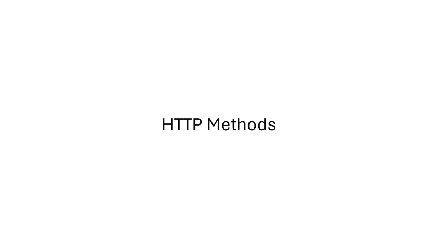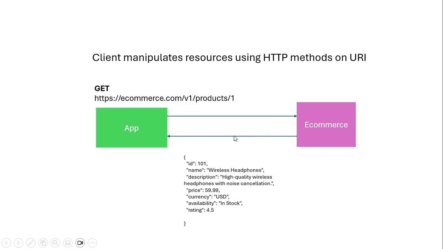REST APIs use HTTP methods on top of the HTTP protocol to perform or manipulate any resource on the server or application. Here we have an example of an e-commerce application which has exposed an endpoint. Any third-party application will hit this endpoint and get the product details. On top of the HTTP protocol, we are using the GET method to get the product details. Basically, we use those methods to manipulate the resources.